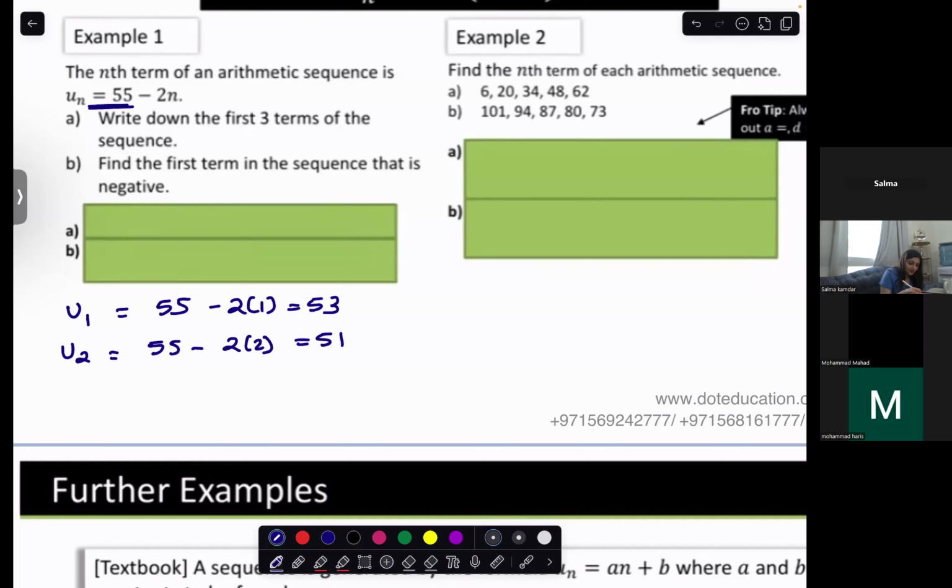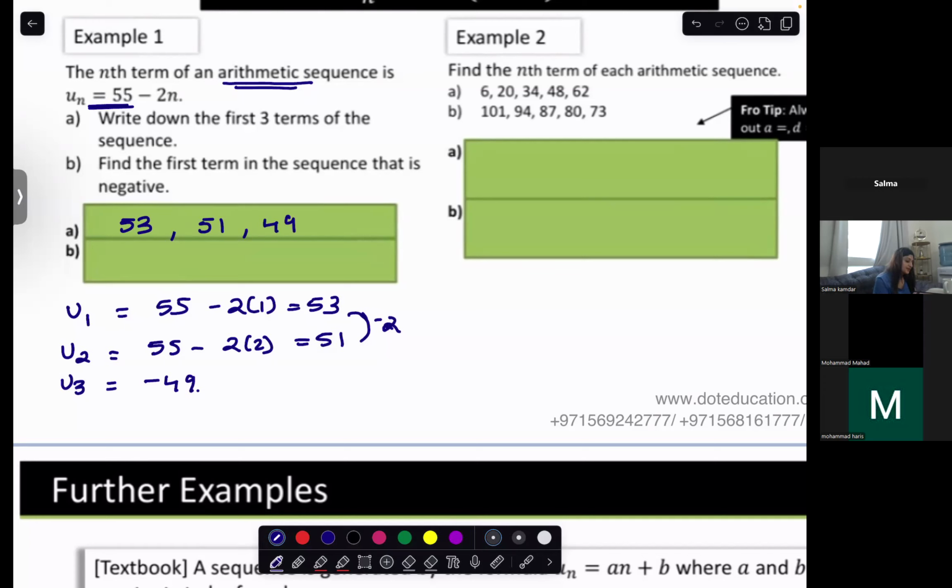For the third term, this is an arithmetic sequence, right? Is it decreasing? Yes. It is decreasing by how much? By 2. So our common difference is minus 2. Can you just give me the third term now? 49. So it would be 53, 51, and 49.